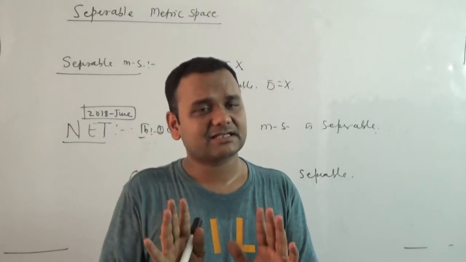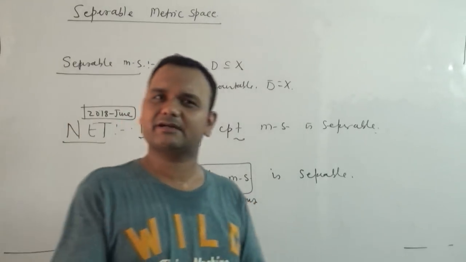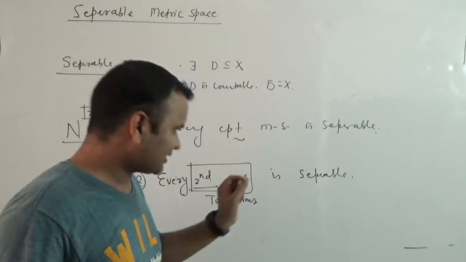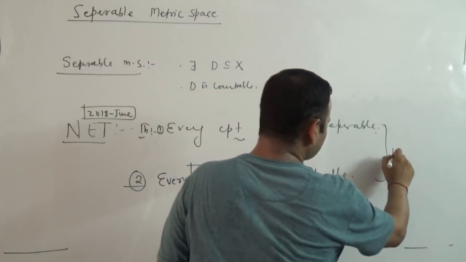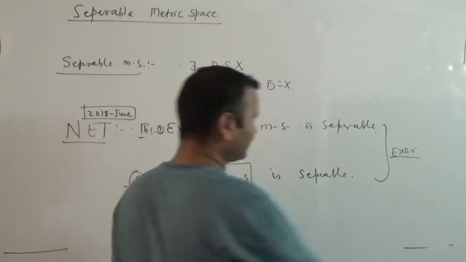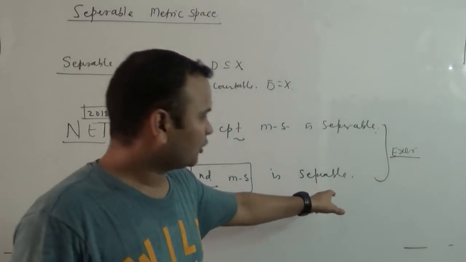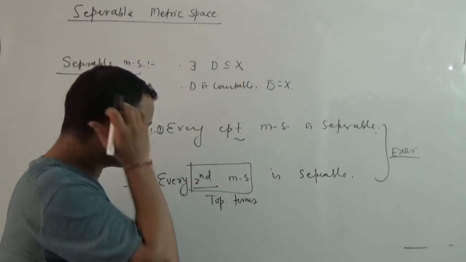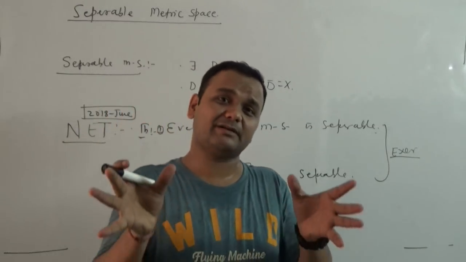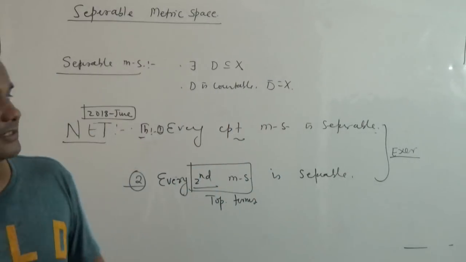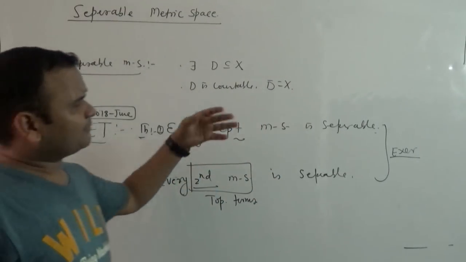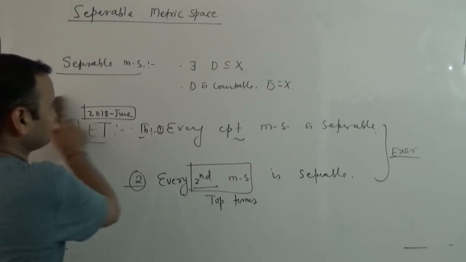I leave this as an exercise, because otherwise the videos will become unnecessarily lengthy. I leave this as an exercise. Please prove all these things. Okay? I leave this as an exercise: that any second countable matrix space is always separable. What do you mean by a second countable matrix space? One which has a countable base. Okay? So if such a matrix space comes, this holds. So every compact matrix space is separable.